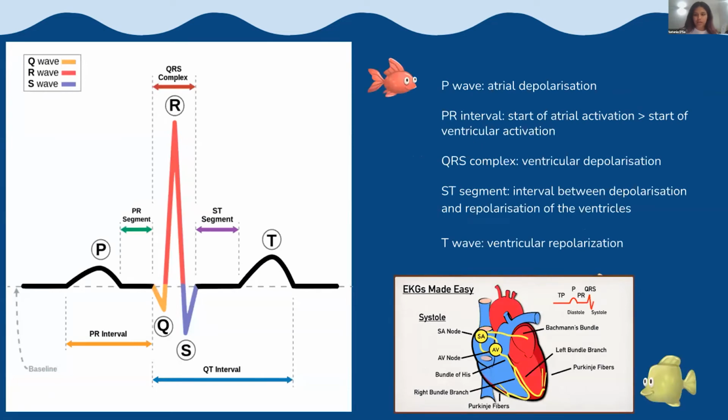Alrighty, so this is just a quick summary of what each wave, interval and complex represents, just because we covered it without looking at the diagram. Feel free to go through this in your own time again. As you can see, all the way from the P wave, which was atrial depolarization, to the T wave, which is ventricular repolarization. There's also a diagram of the heart underneath that text, and that's a good representation showing how we represent the electrical activity going from the top right and going downwards in a left direction. That'll link to what we're about to cover now.